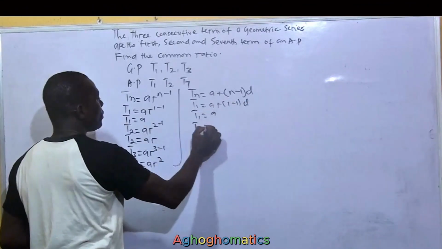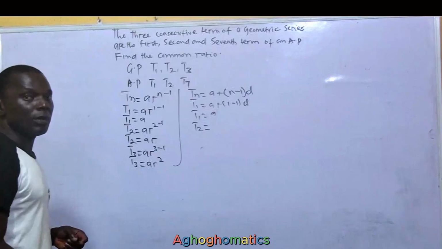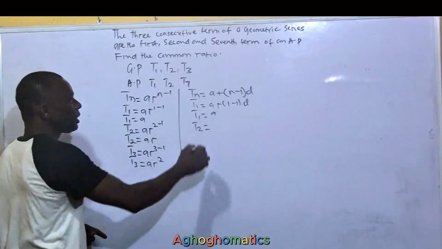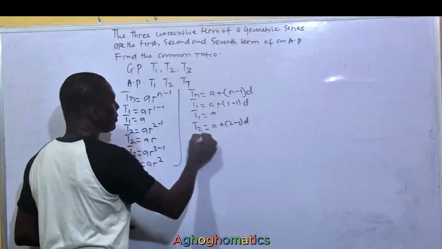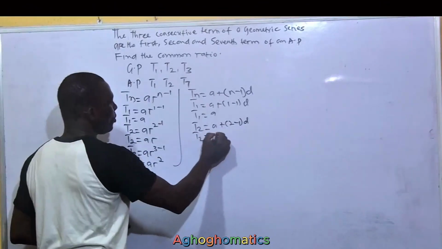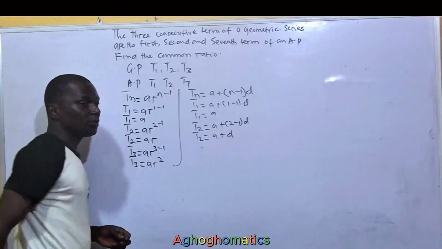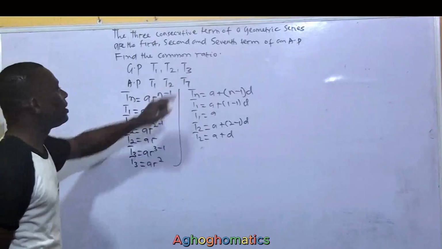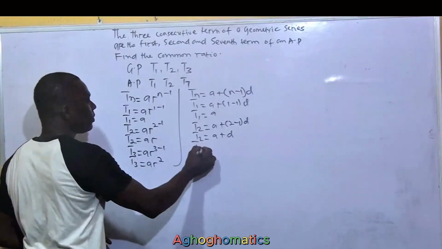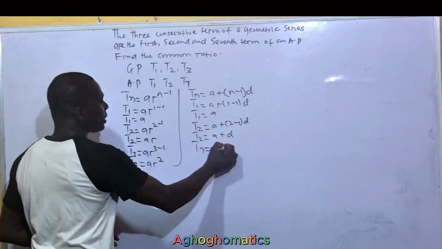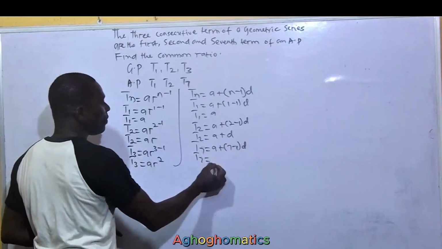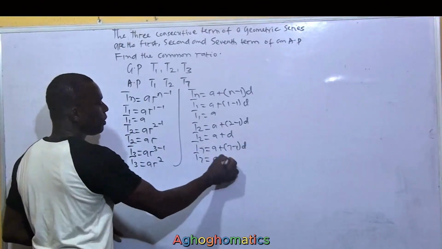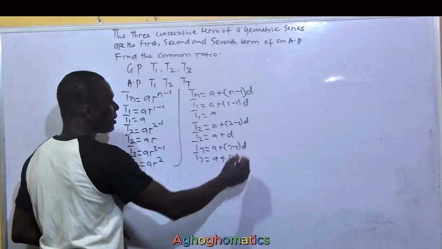Now T2 for the arithmetic progression becomes a plus 2 minus 1, d. So this becomes a plus d. Then here we have T7. T7 becomes a plus 7 minus 1, d. So the T7 of the arithmetic progression becomes a plus 6d.